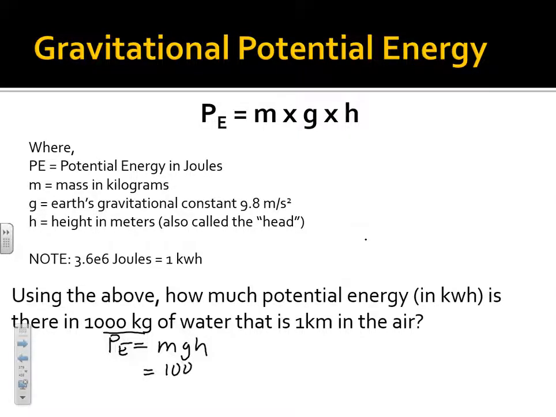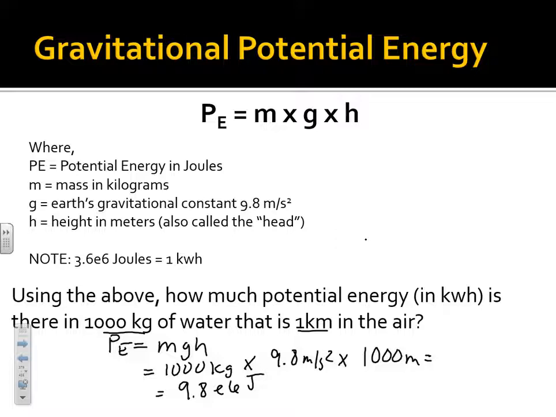So 1,000 kilograms times the force of gravity, 9.8 meters per second squared, times the height, which is 1 kilometer, equal to 1,000 meters. Hopefully that's not groundbreaking information. That gives us 9.8 times 10 to the 6th joules if you multiply that out.